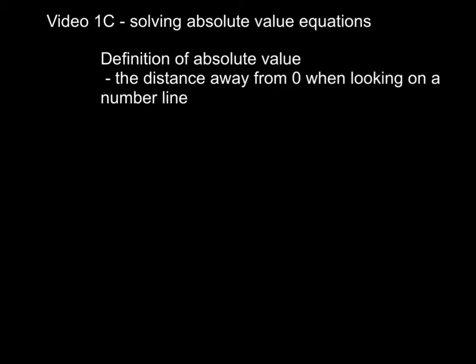All right, so this is our third part of the video for solving equations, and this is solving absolute value equations, video 1C. The definition of absolute value is the distance away from zero when looking on a number line. So if I ask you what the absolute value of 5 is, and again, you'll see those bars, the absolute value of 5 is either -5 or +5.